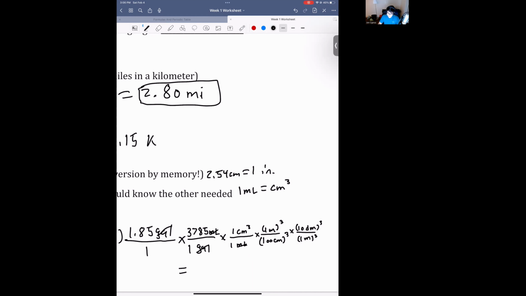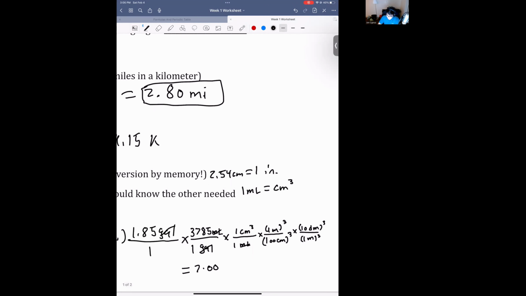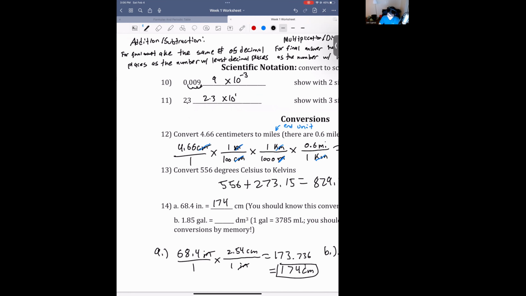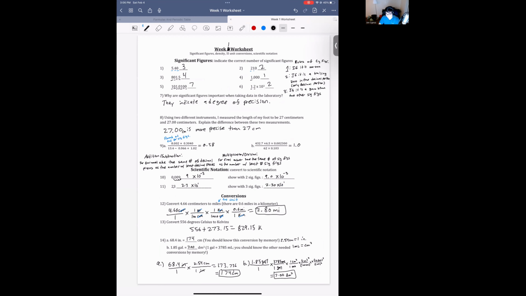You end up with 7.00. I'm just using 3 sig figs because we started with 3. So 7.00 decimeters cubed. That should be your answer. So here, 7.00 decimeters cubed.